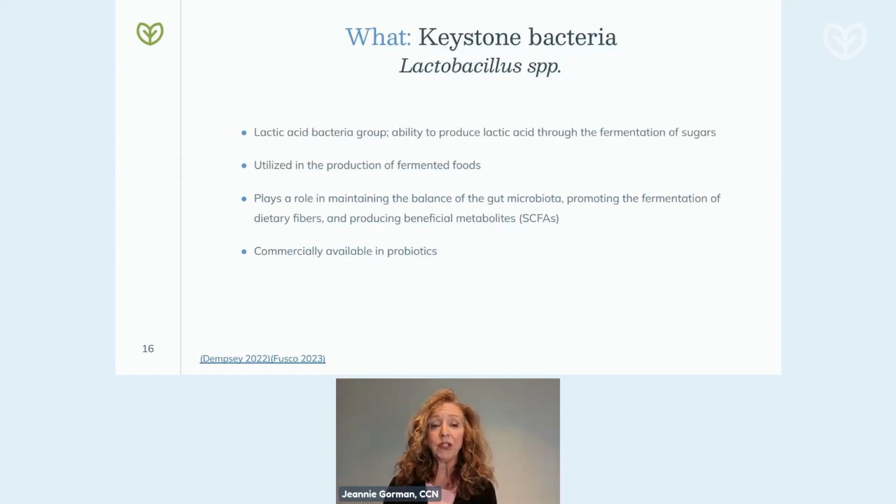Lactobacillus, another cornerstone species found in probiotics. Very often I see a low lactobacillus, so of course we're going to apply probiotic and the soluble fiber to support that.